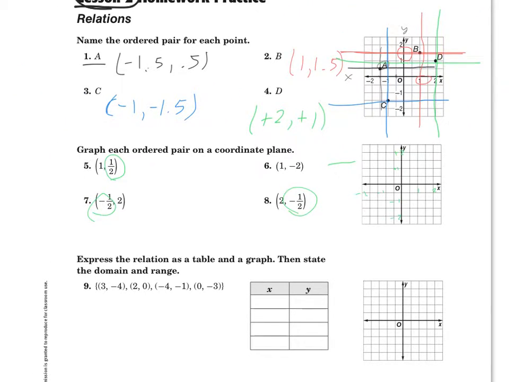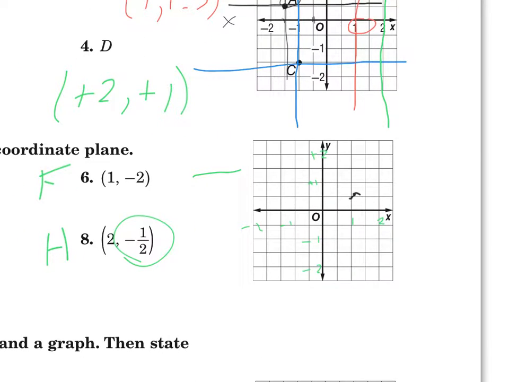So we want to plot, let's let this one be E, F, G, and H. So if we want to plot number 5, which is letter E, we'll go +1 on the x-axis, and we'll go to +1/2 on the y-axis. So +1 1/2 is right in here, right there, and we're going to label that E.